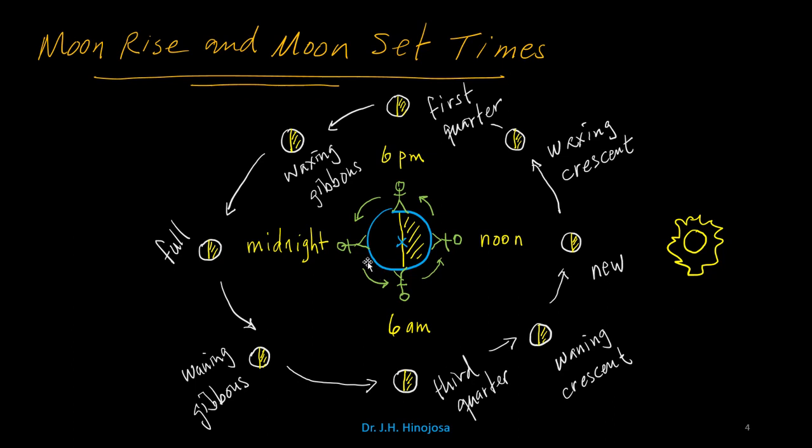So we have determined then that full moon rises closest to 6 p.m. and sets closest to 6 a.m. So the moon will be rising when the sun is setting, and the moon will be setting when the sun is rising, for the case of full moon.